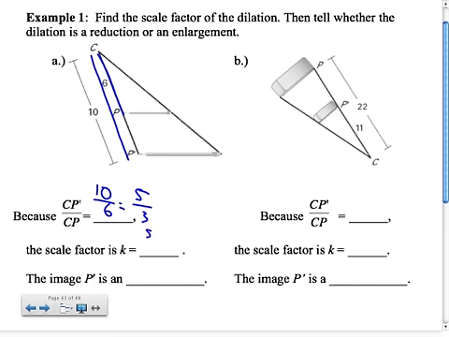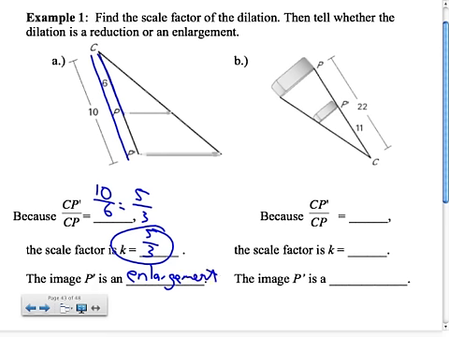Okay, so 5/3. So that means that this thing is, remember, it's either a reduction or an enlargement, and obviously we're getting bigger, and you know that because anytime your scale factor is bigger than 1, P prime is an enlargement.